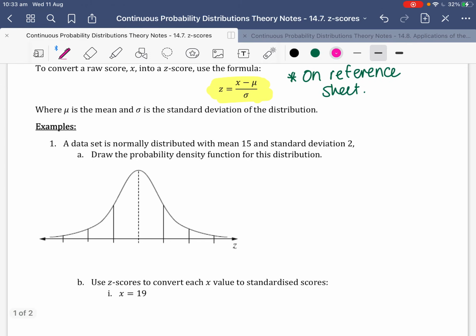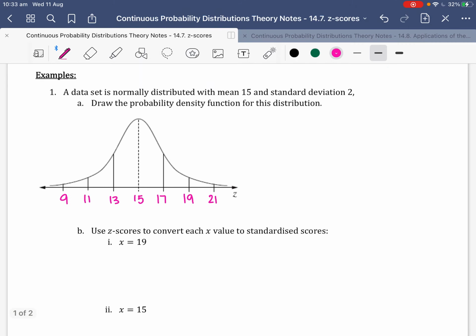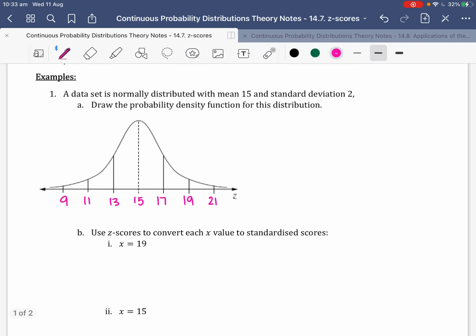So on our normal distribution, we're going to put our mean where 0 would be, which is at the maximum point. So our mean was 15. Then we're going to go up 1 standard deviation, so add 2 to 15 to get 17, then 19, 21. And we'll do the same going down: 13, 11, 9. We're then going to use z-scores to convert each x value to a standardized score.